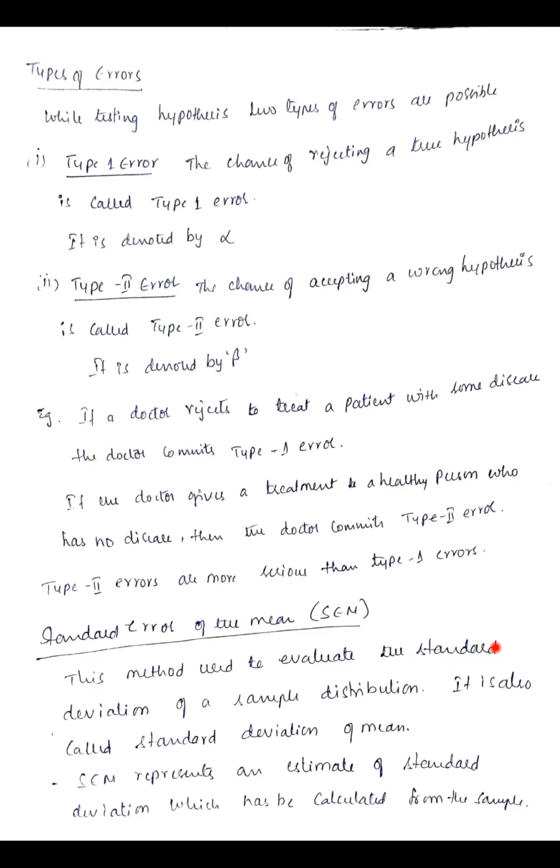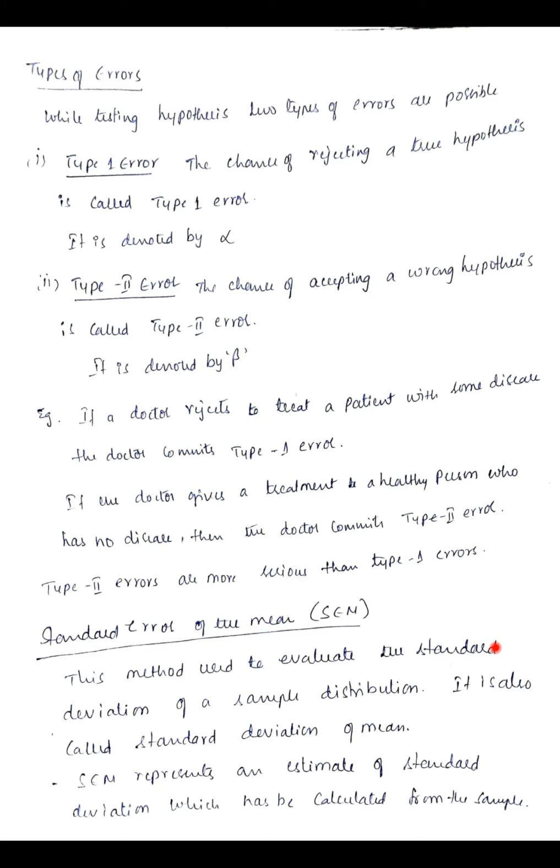Suppose the doctor gives a treatment to a healthy person who doesn't have any disease, then the doctor commits a type 2 error. Here, type 2 errors are more serious than type 1 errors.